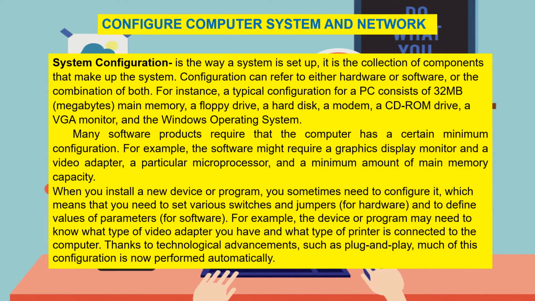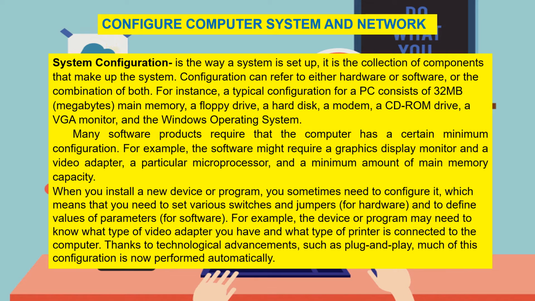Configure computer system and network. System configuration is the way a system is set up. It is the collection of components that make up the system. Configuration can refer to either hardware or software, or the combination of both. For instance, a typical configuration for a PC consists of 32 MB, or megabytes, main memory, a floppy drive, a hard drive, a modem, a CD-ROM drive, a VGA monitor, and the Windows operating system.